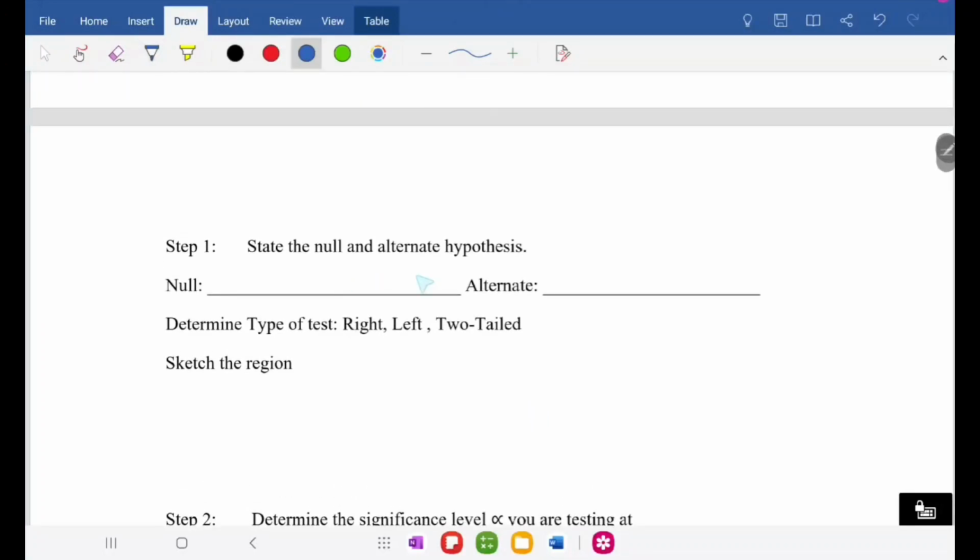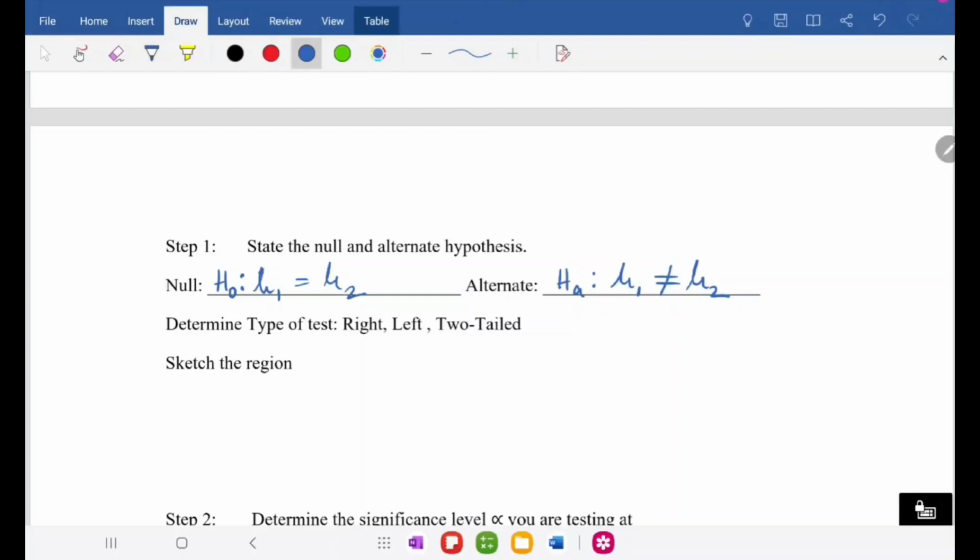So step 1, state the null and alternate hypothesis. Again, this is a study in difference. We are comparing means. So we will be saying H sub 0 colon, mu sub 1 equals mu sub 2. The null hypothesis in the case of comparing two means will always say they are equal. There's no difference between the ages, or between the two variables' means. An alternate hypothesis is going to say mu sub 1 is not equal to mu sub 2.